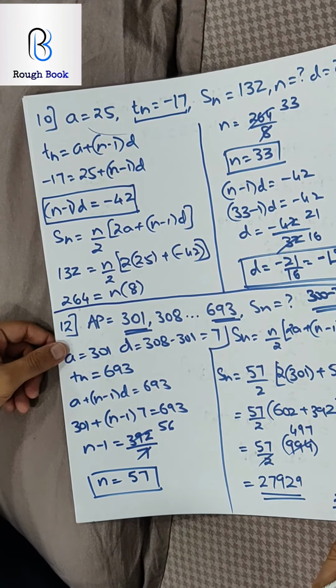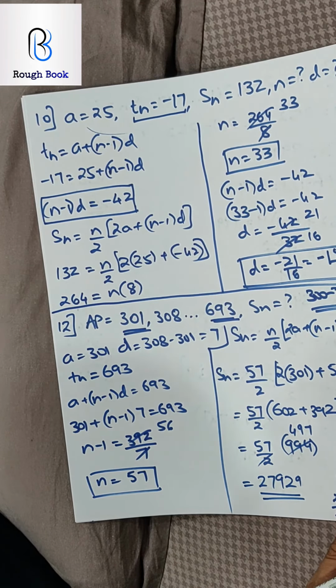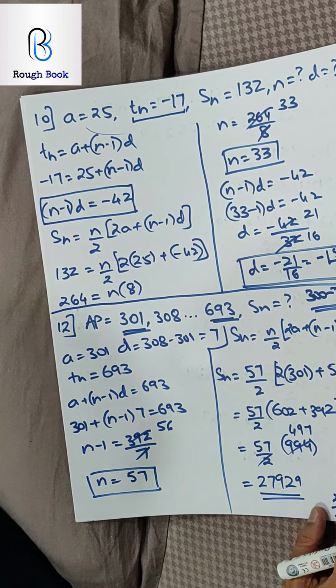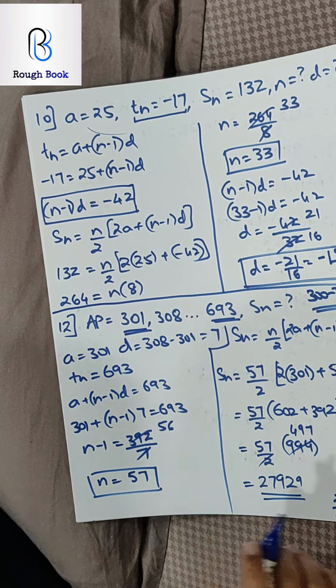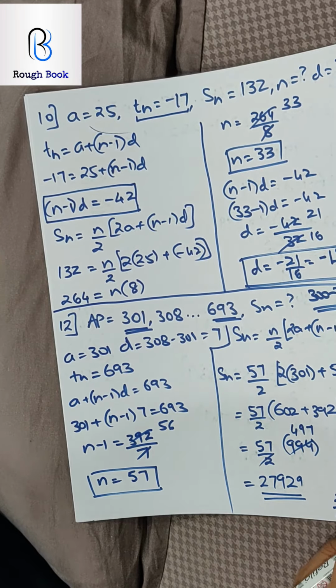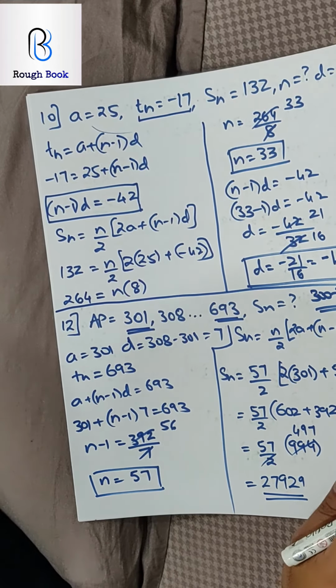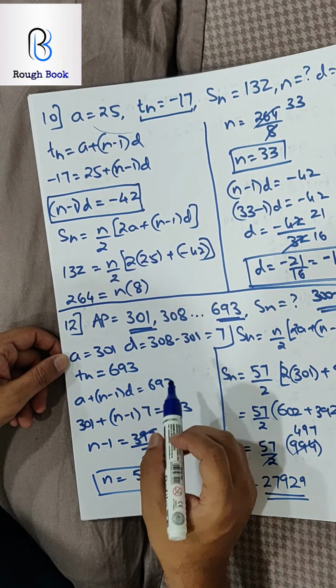Are you with me? Superb. How many hands go up who got the same answer? Yeah, but I think it's incorrect. So we'll have to recheck our answers once again. So it says 301.